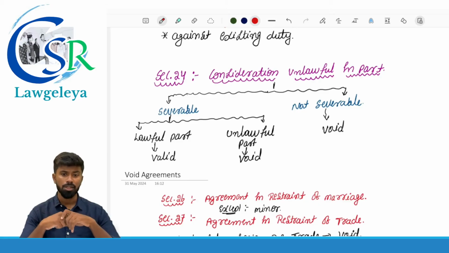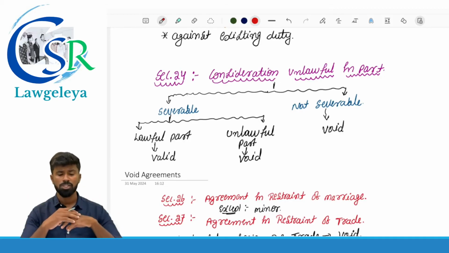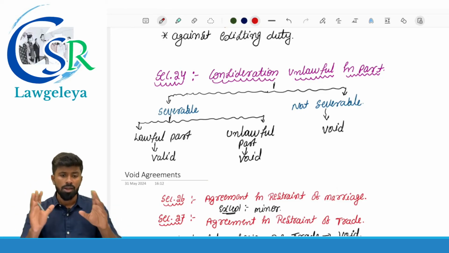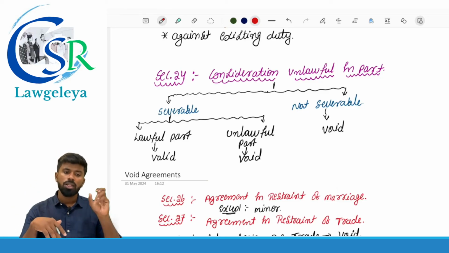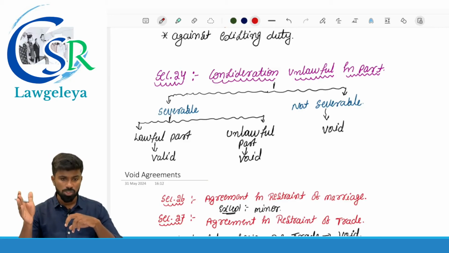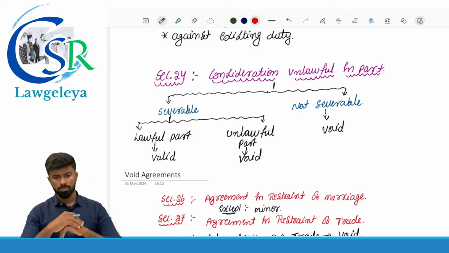11. Minor. 12. Sound mind. 13 is consent. 14 is free consent. 15. Coercion. 16. Undue influence. 17. Fraud. 18. Misrepresentation. 19. Voidable. 20, 21, 22. Mistake. 20 is bilateral mistake. 21. Mistake of law. 22. Unilateral mistake. 23. Lawful object and consideration.